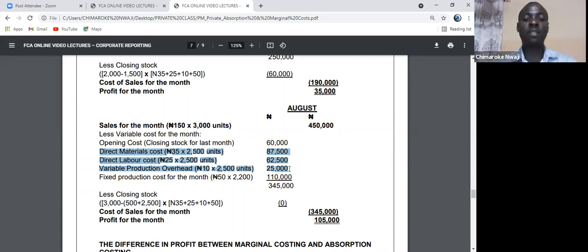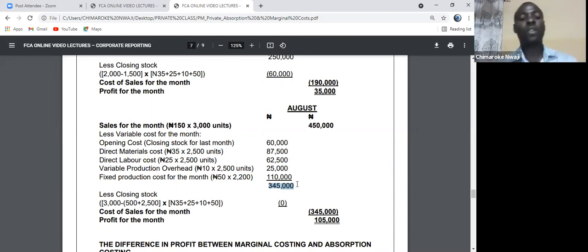Now the difference is your fixed cost, which is 50 naira multiplied by 2,200. Irrespective of the fact that we produce 2,525, the fixed cost is at 2,200. So when you add everything here, you have 345,000.